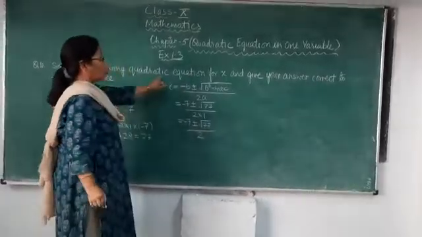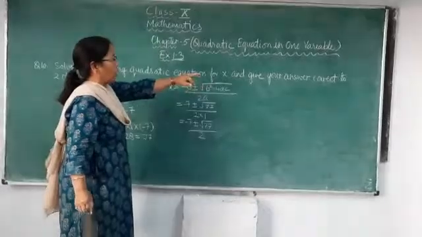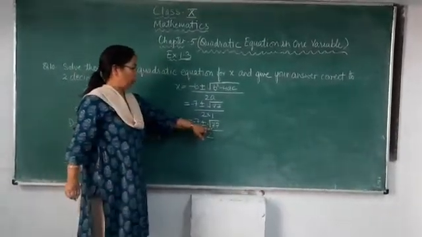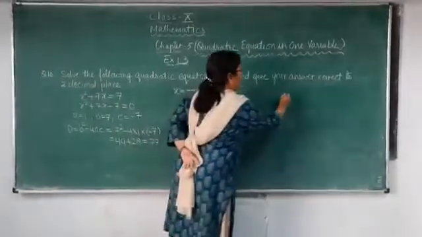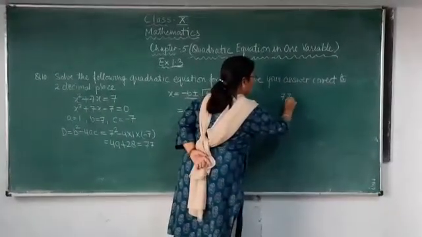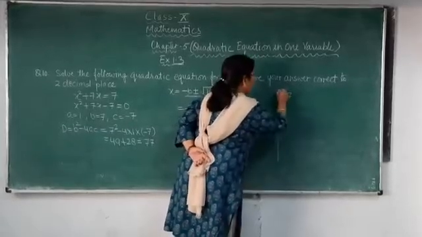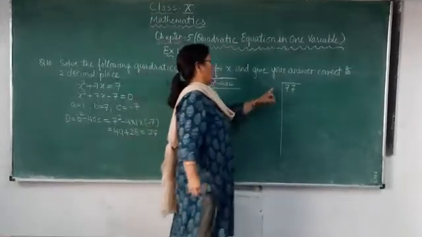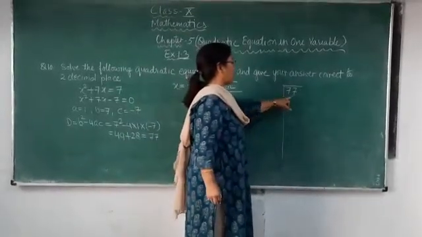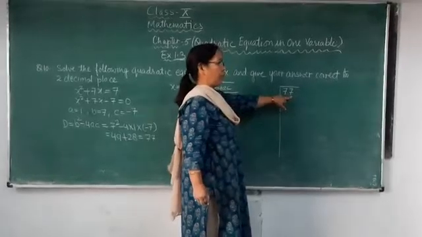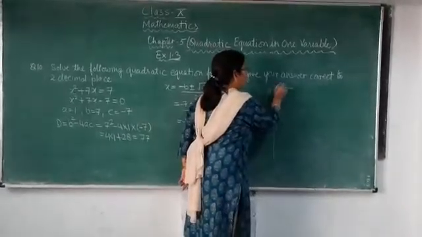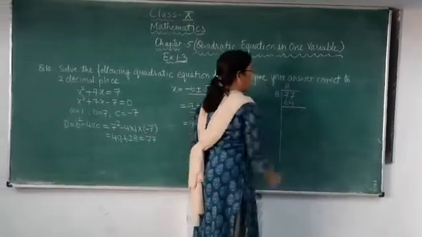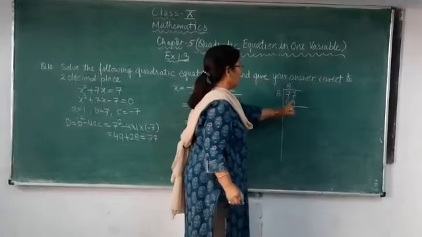As we know that in this question, we are asked to give the answer correct to 2 decimal places, it means we have to find the square root of 77. To find the square root of 77, we will use the division method. 77 is a 2-digit number, so we have to think of a number whose square is less than or equal to 77. So here it will be 8. 8 8s are 64, because 9 9s are 81, which is greater than 77. So we take 8 8s are 64.